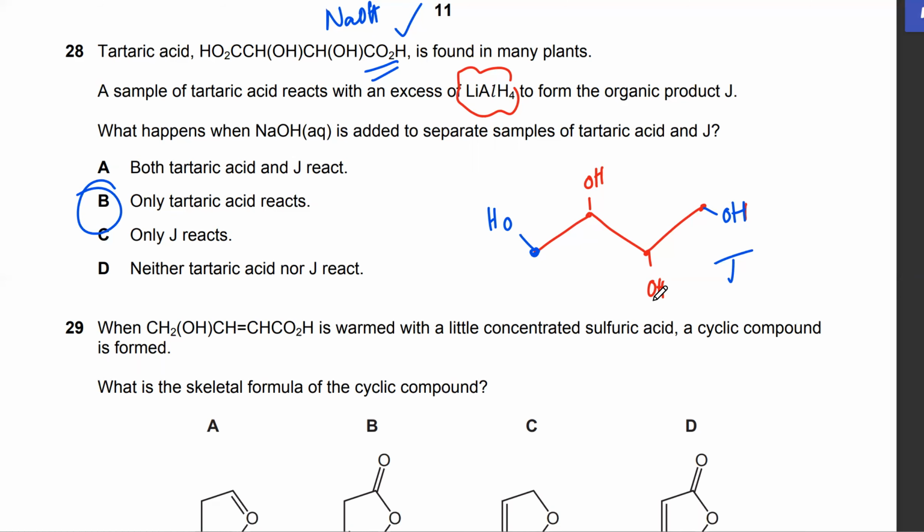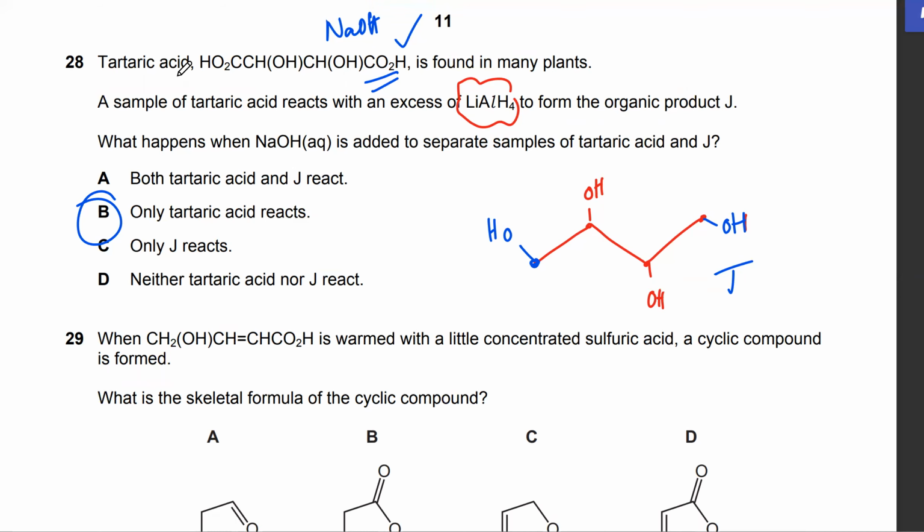Yes, sir. So what is tartaric acid? I mean, it's this one, tartaric acid, this one. Okay, okay. Sir, I have a question.